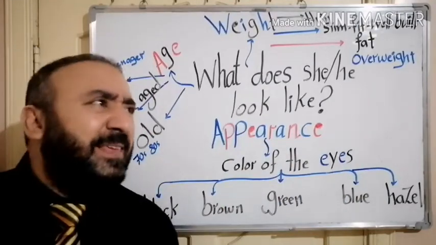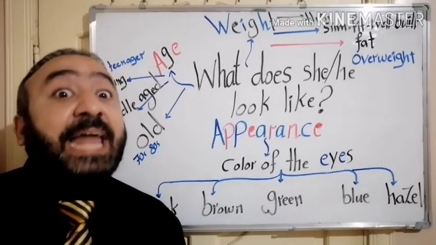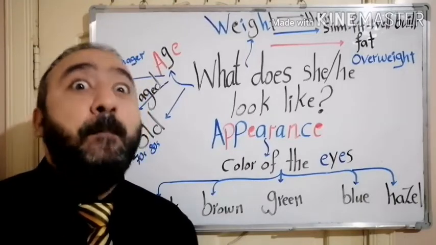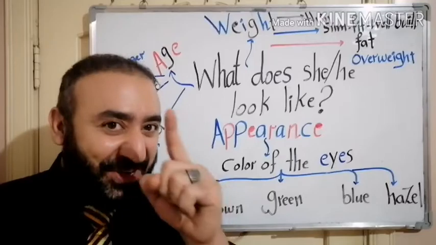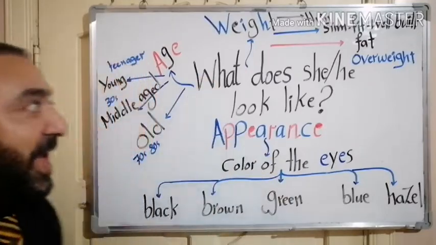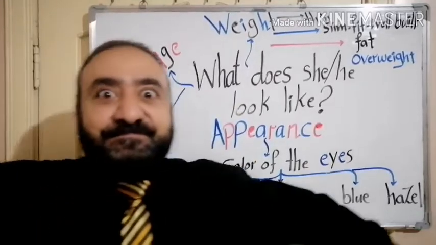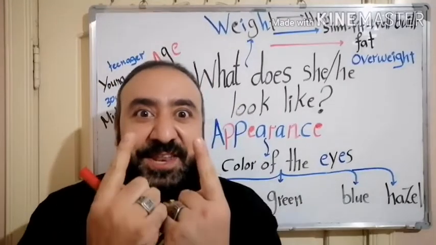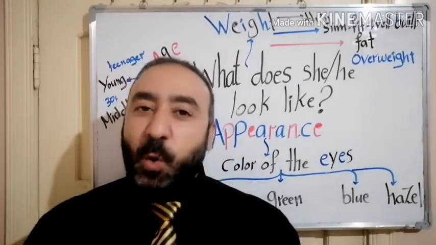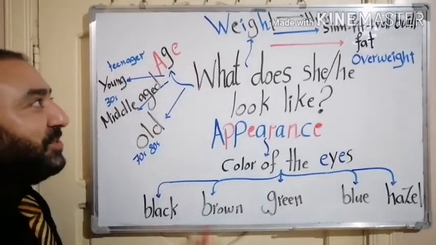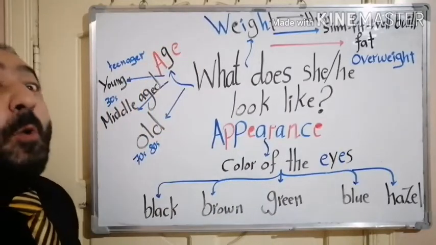He's an old man. I think that he is in his 70s, and he has beautiful brown eyes. Cool? Very good. Now, the last thing is the weight. The weight. Thin, fat, or slim. We are going to describe someone's weight.